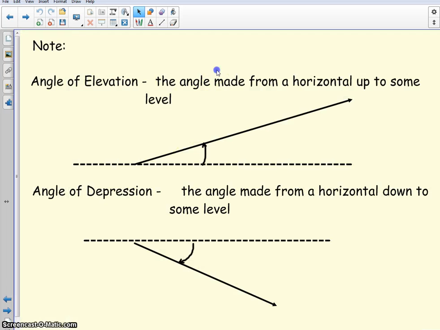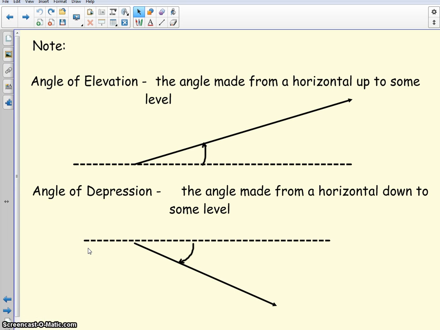A couple of things we need to go over first, just a couple of new definitions here. Look at the whole idea of an angle of elevation and angle of depression. Whenever you see an angle of elevation referred to in a problem, it refers to the angle made from the horizontal up to some level, usually somebody's eye level, or the angle from something on the ground to something up on high. Similarly, if you see the angle of depression written anywhere, that's going to mean the angle made from the horizontal down to a certain level.